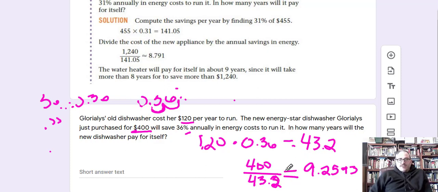Notice I had a little transcription error. Be careful of transcription errors. I wrote 2 here, I wrote 3 there. I had to fix that.